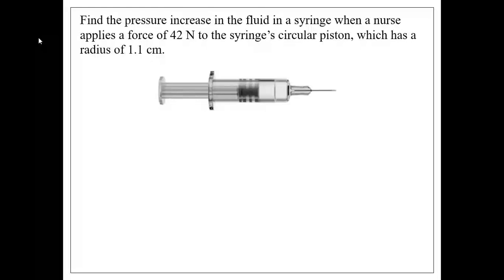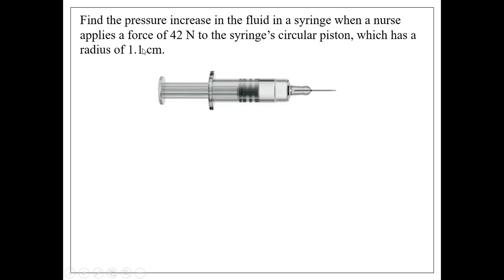In this particular video, we'll do a couple of examples just to help you understand density and pressure. The first one says: find the pressure increase in the fluid in the syringe when a nurse applies a force of 42 newtons to the syringe's circular piston, and that particular piston has a radius of 1.1 centimeters.